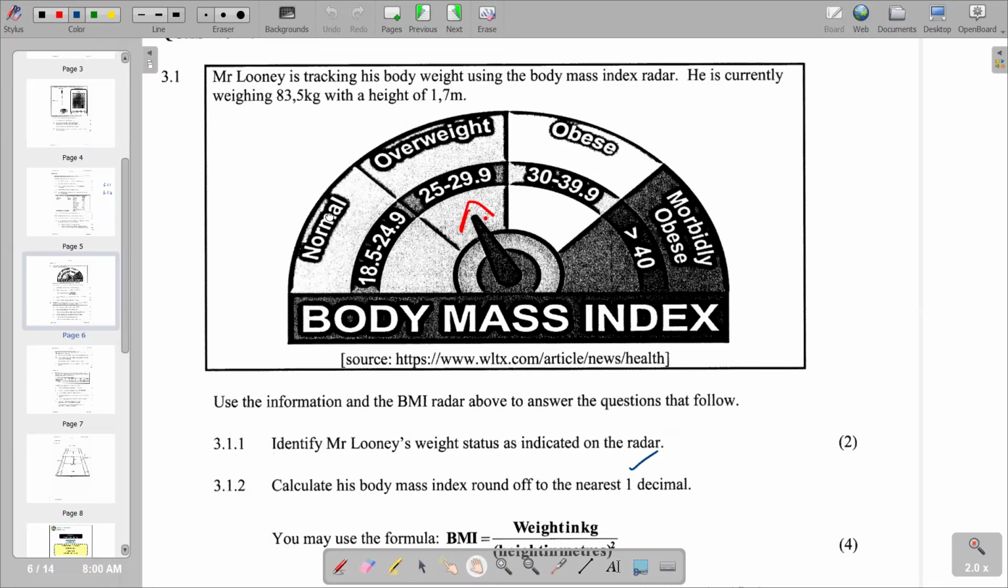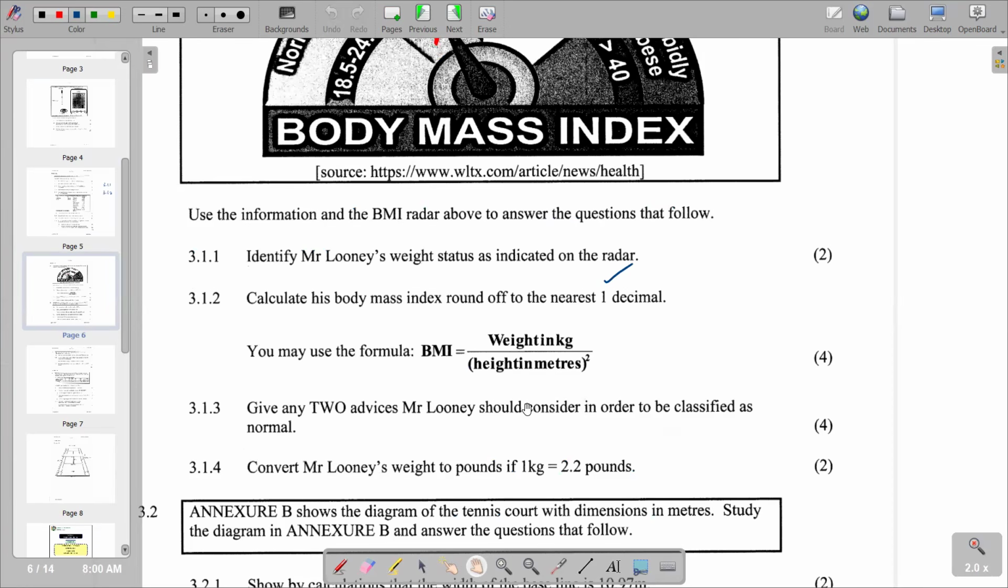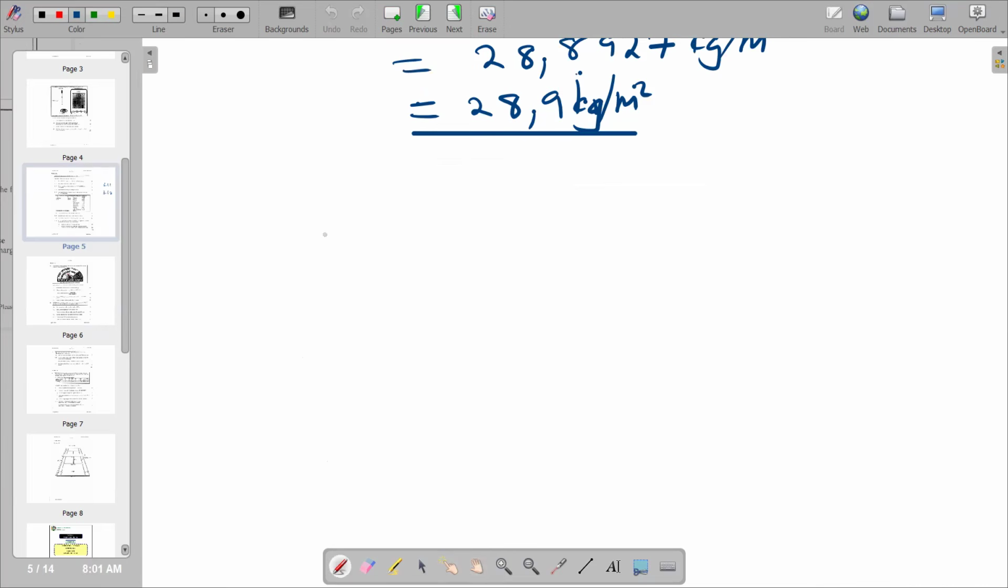3.1.3. Give advice Mr. Looney should consider in order to be classified as normal. So remember, Mr. Looney is overweight. So for Mr. Looney to go back to normal, he should exercise regularly, which can be one of the solutions, and also control the diet, so that Mr. Looney doesn't eat something that is going to lead to overweight. So those are the two that we have. So we are saying 3.1.3, exercise regularly is the first point. Control the diet.